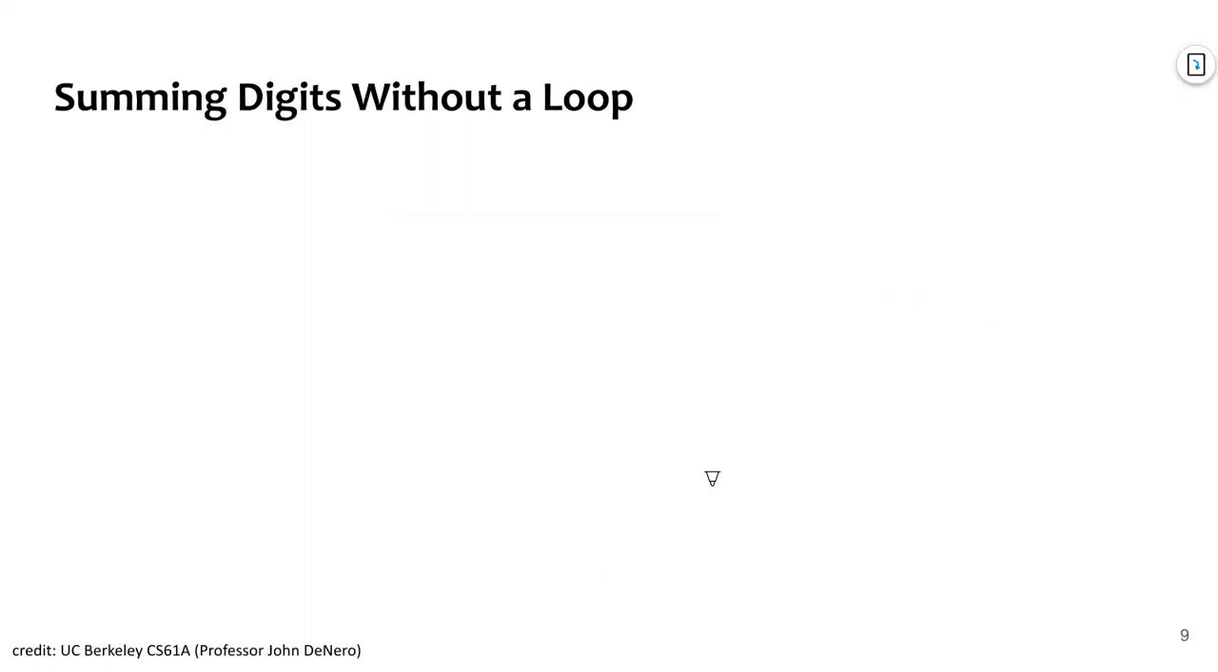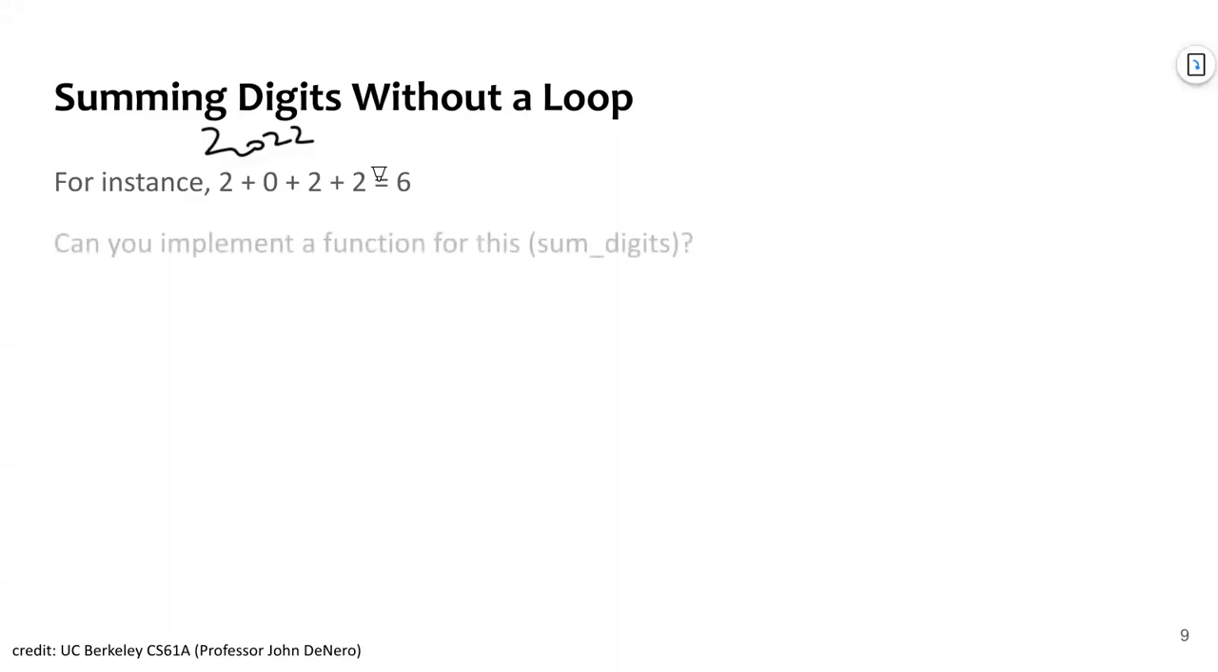And let's think about summing digits without a loop. So for instance, if we have the number 2022, then summing digits is 2 plus 0 plus 2 plus 2, and that is going to be 6. And how can you sum up all the digits without using any loops? Can you implement a function for this?